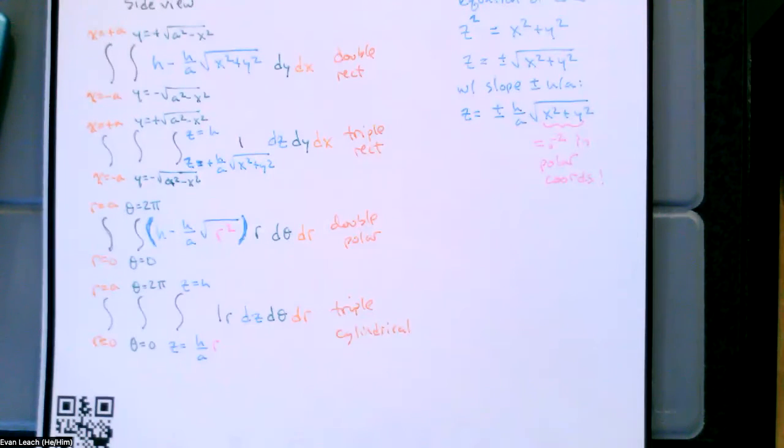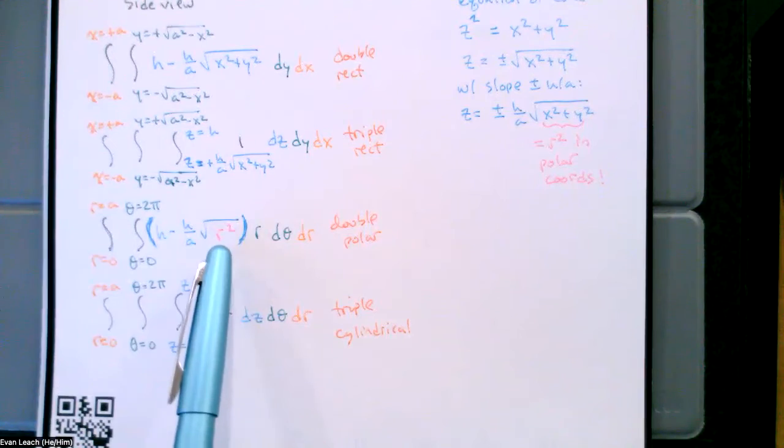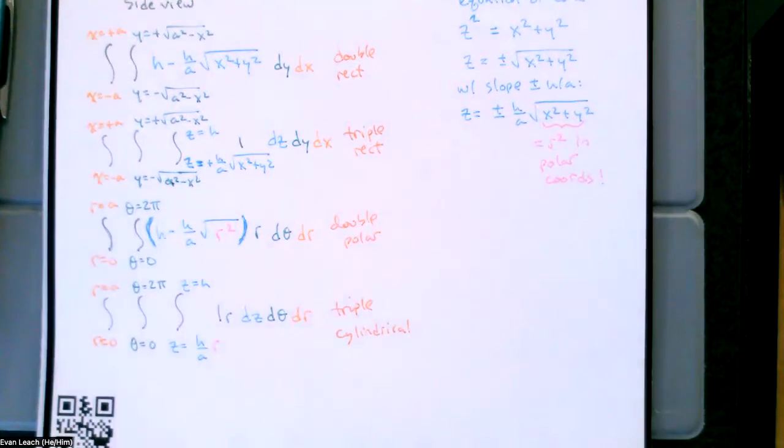Any questions? Yes. Oh, this would be simplified. The square root of r squared would be simplified to just an r. I didn't want to write another double polar integral.